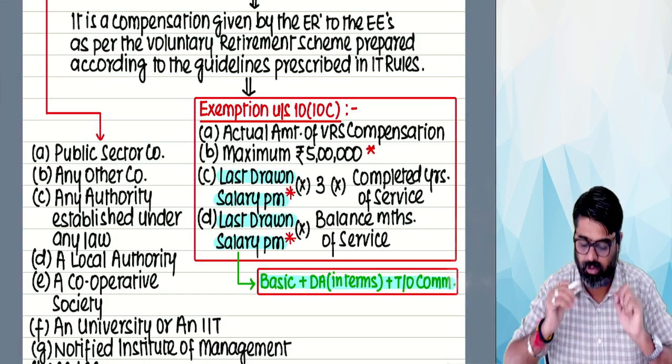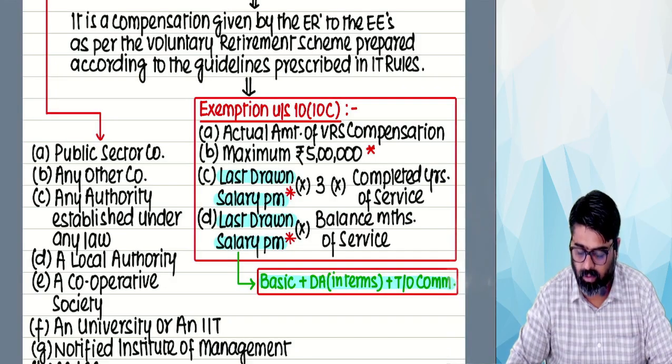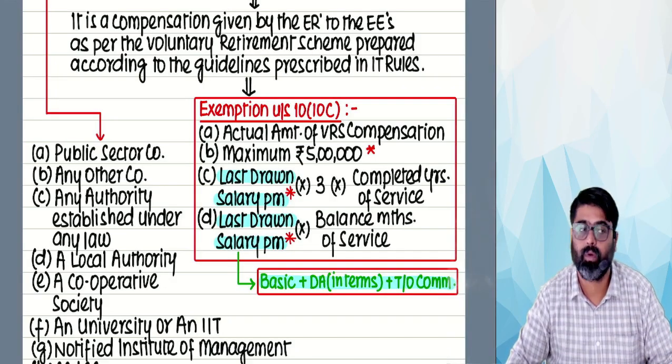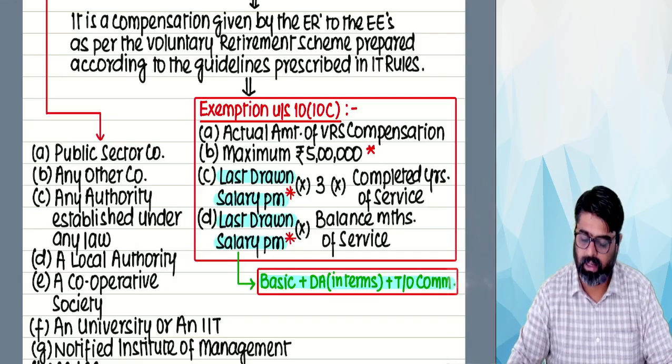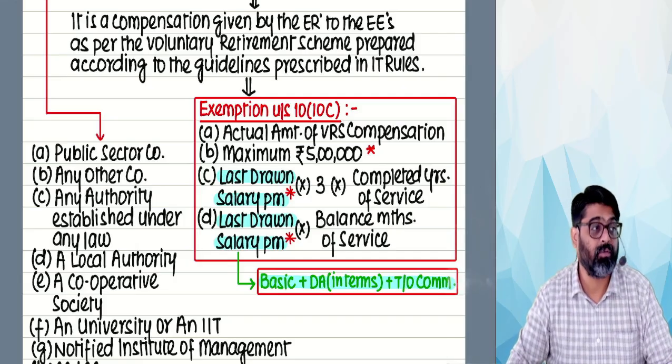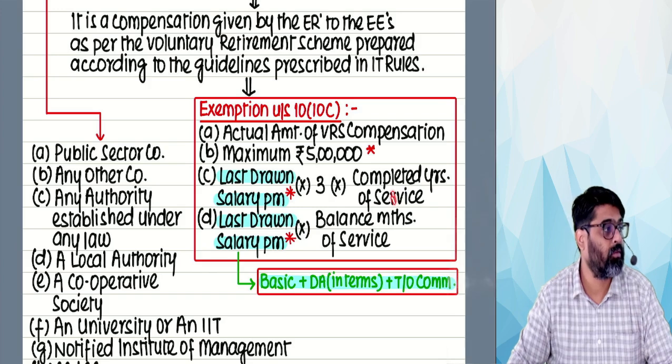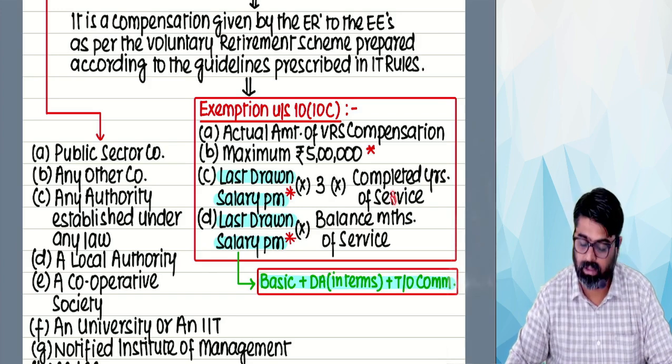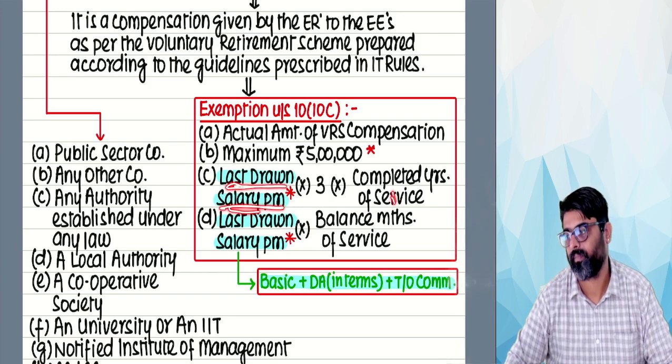Understanding? So do one thing. Calculate the last drawn salary for your employee. What was the last drawn salary? 3 times that amount you have to give the employee for every completed year of service. In this last drawn salary, what salary will you take?